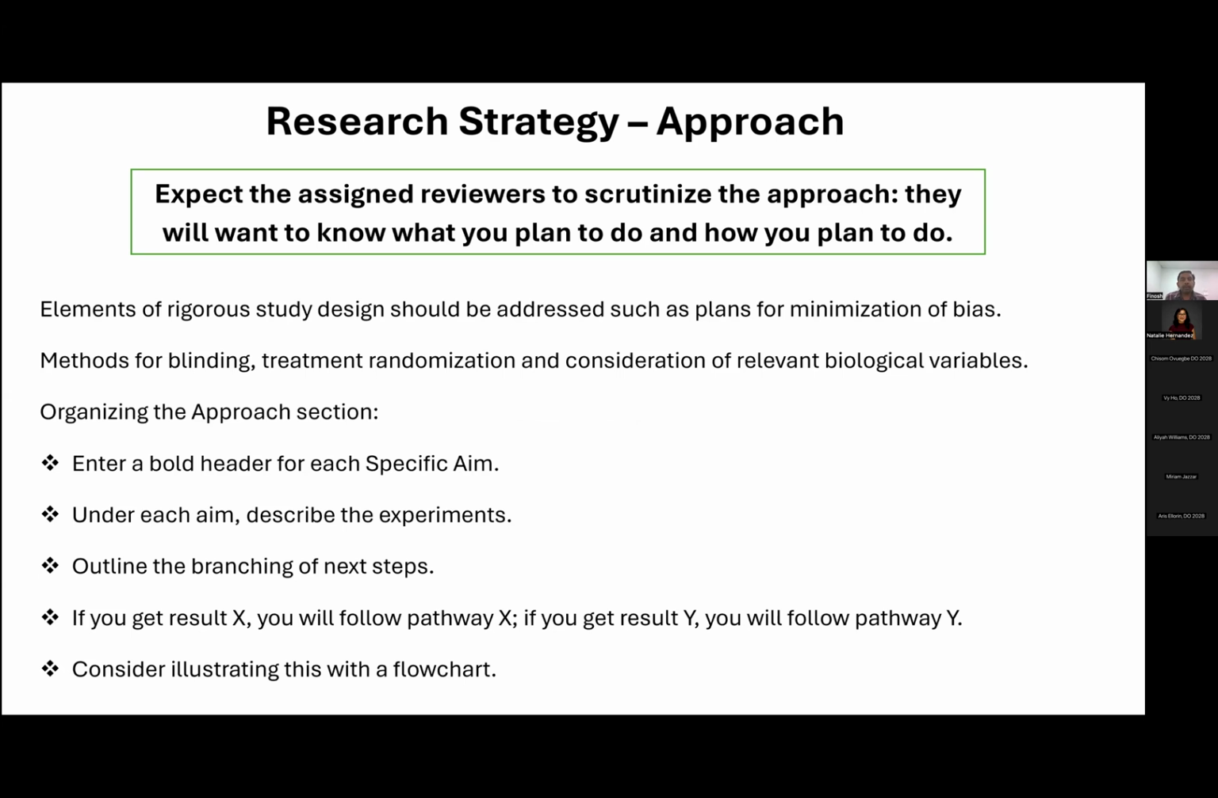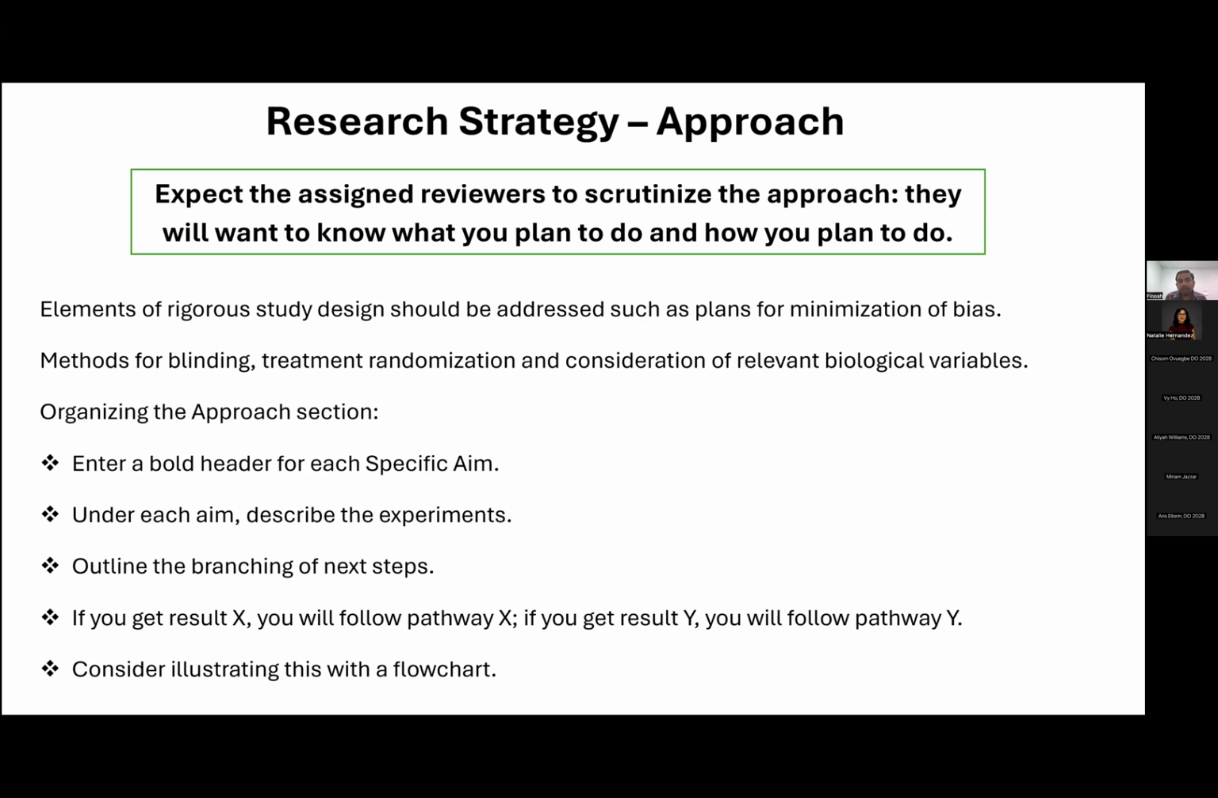And next, when we look into the approach, always think that the assigned reviewers are expected to scrutinize the approach. That means they will want to know what you plan to do and how you plan to do it. If you remember the two potential questions which I asked during our last session: should it be done? Can it be done? Should it be done means whether it is significant or worthy to do. Can it be done? Whether it is feasible. Okay, so we need to have a rigorous study design to address the problem which we identified, to prove the hypothesis and sub-hypothesis, and to achieve our specific aims successfully without any bias or without any hurdles.